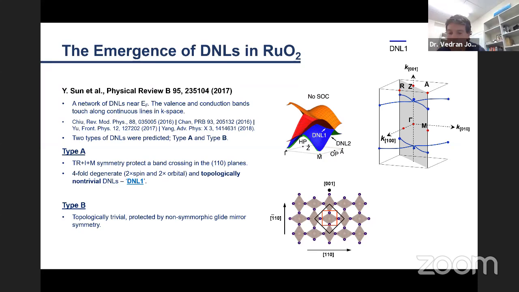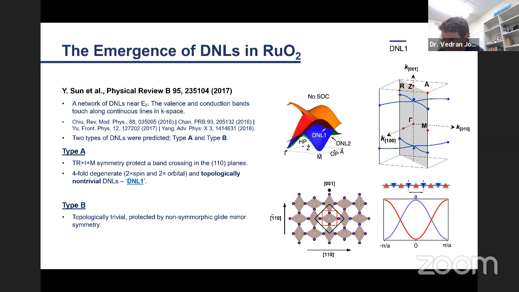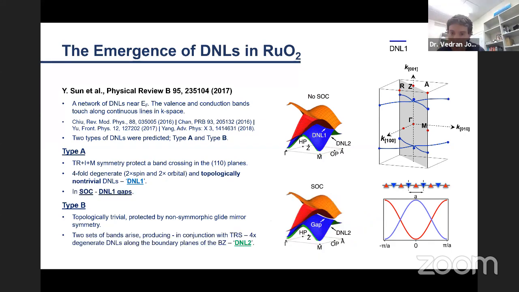So in an analogy with the diatomic system or diatomic chain model, this glide plane effectively doubles the unit cell and backfolds the electronic bands. And in conjunction with time reversal symmetry, it produces these 2 spin and 2 orbital degenerate Dirac nodal lines along the KX boundaries of this primitive Brillouin zone.